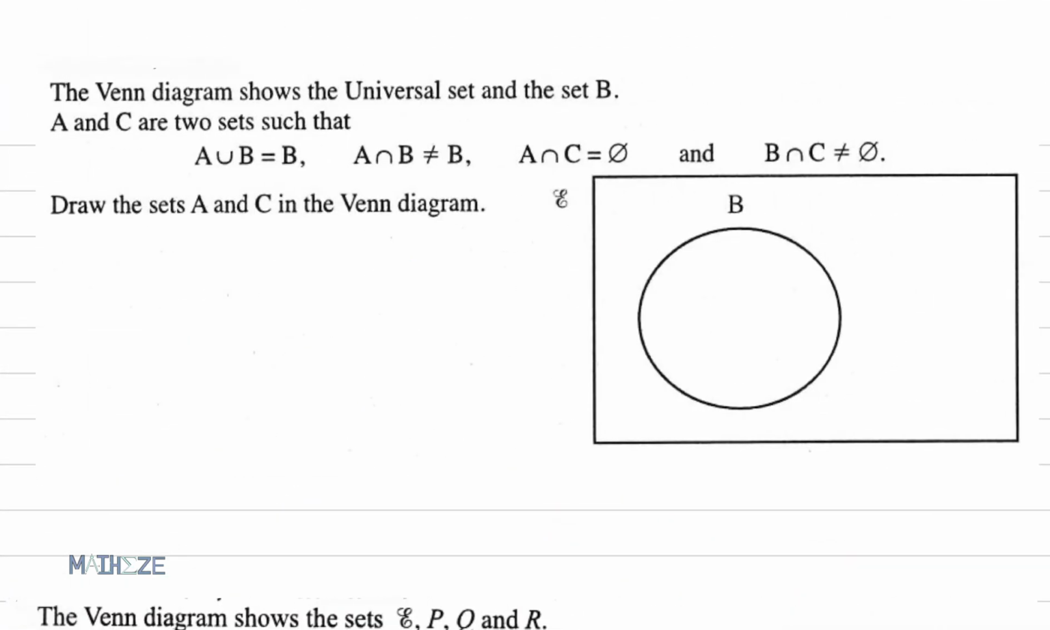It says A union B is equal to B. So let's suppose my A was here. So now if it's A union B, I'm going to shade A and then I'm going to shade B. So what's my entire answer? Is it B? Yes, sir.